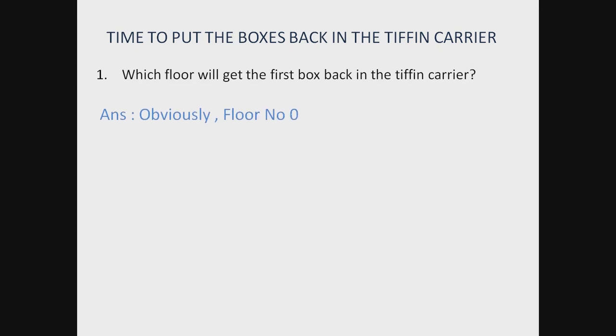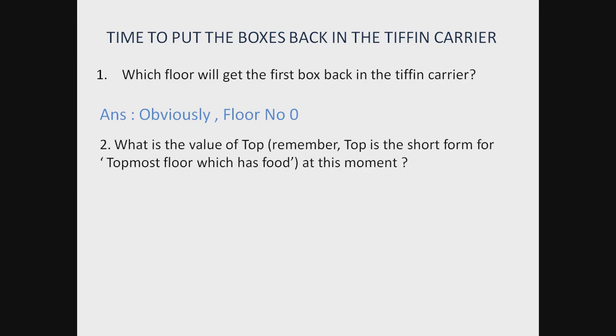Why floor number 0? We all know if it is to be maintained as a stack, the first thing should go into floor number 0. Then the second box should be at floor number 1. The third box should be at floor number 2. And the fourth box should be at floor number 3. But as we were talking of that variable top, top had none when nothing was there in the tiffin carrier. But as we put a box in floor number 0, what should be the value of top then?